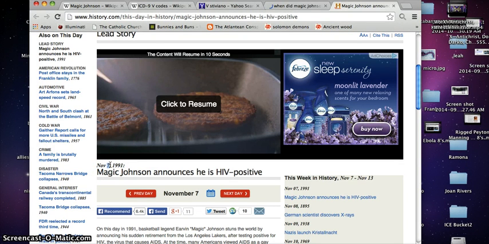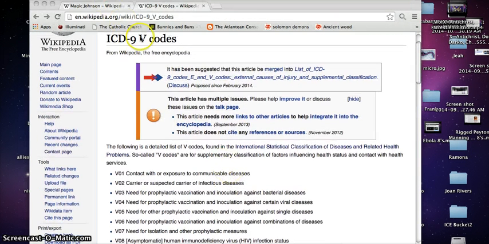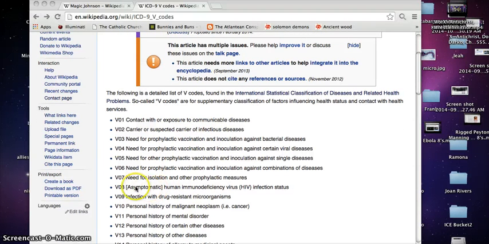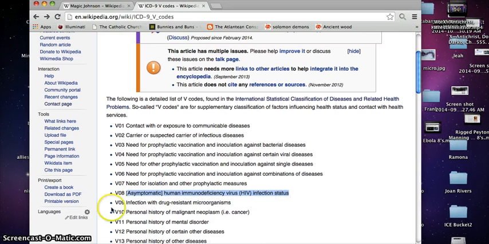And 11/7, 9/11. September used to be the 7th month, so September is also a 7, just like October is an 8 and a 10. So you got November 7th, which is 7/11, and then you also have 9/11 in here. So then there's actually this list of V codes, and V8 just happens to be asymptomatic human immunodeficiency virus, HIV infection status. I thought that was funny that it's V8, like the vegetable juice, but you got your 8 and your V, and that's what Magic Johnson has in the V codes here.